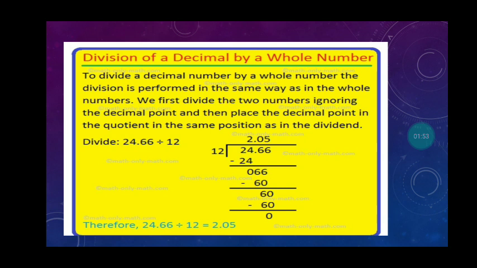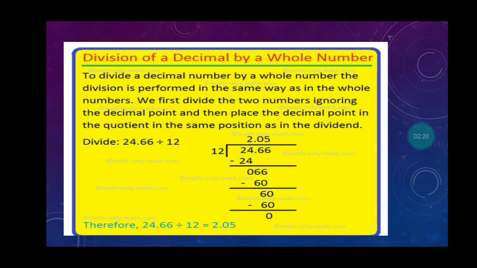24 is a whole number. So 12 twos are 24. So we divided the whole number. Now we get the decimal point. So put the decimal point in the quotient and then proceed as with a whole number. After putting the decimal, we consider 66 as a whole number. So 66 is the remainder.